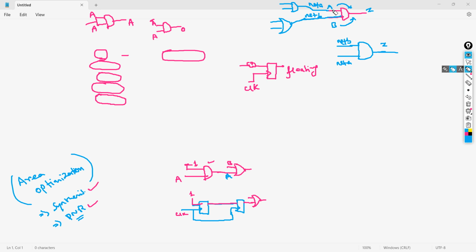I'm just trying to understand, or ask you guys, look at the delay of, say, A to Z and the delay of B to Z, case one and case two. Will they be the same? Will they vary?